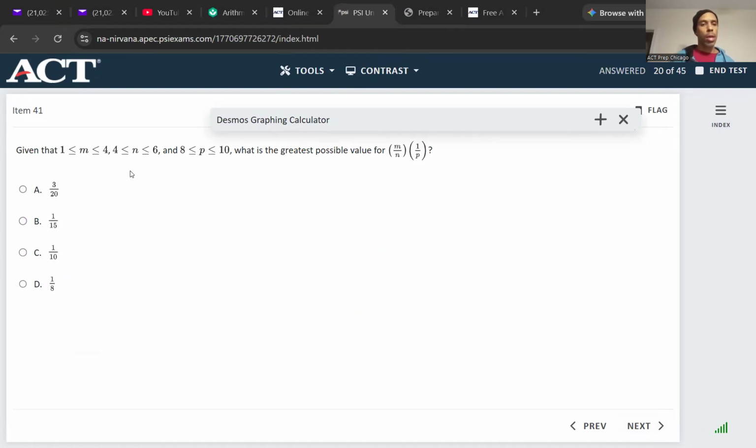Given that, I'd like to read that M is between 1 and 4, inclusive of 1 and 4. N is between 4 and 6. P is between 8 and 10. What's the greatest possible value for M over N, times 1 over P?